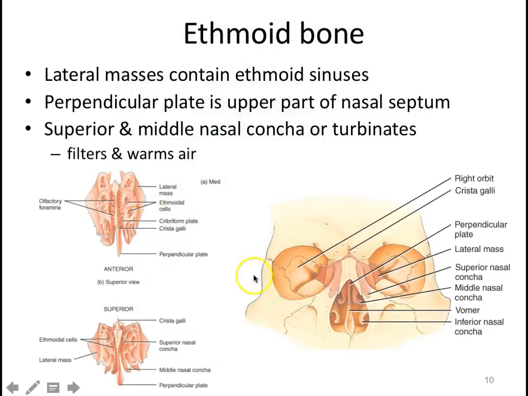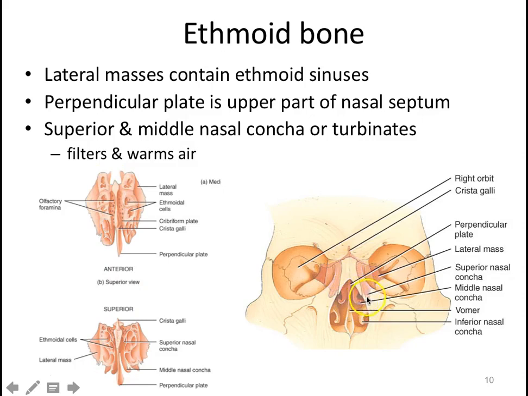Okay. Moving on to the ethmoid bone. This is a nice image because you can see the ethmoid bone and where it sits in the skull. Remember, there are sinuses in the ethmoid bone. You can see that little perpendicular plate right here very well. Here's the middle nasal concha, and then here are the superior nasal concha.